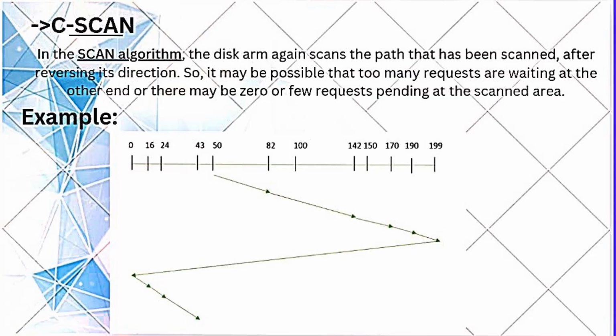Another algorithm is C-SCAN. In SCAN, the disk arm again scans the path that has been scanned after reversing its direction, so it may be possible that too many requests are waiting at the other end, and there may be zero or few requests pending at the scanned area. Can see an example.